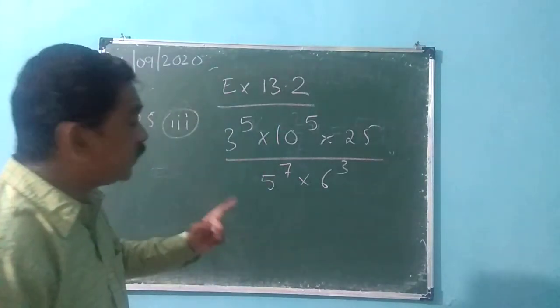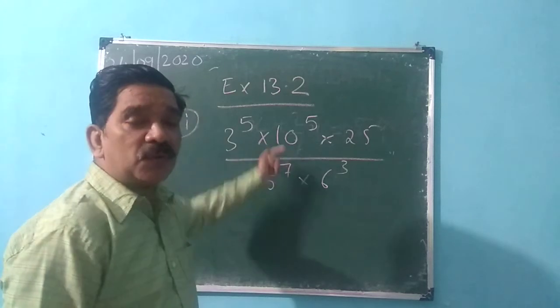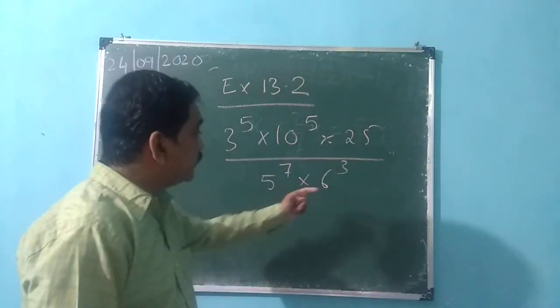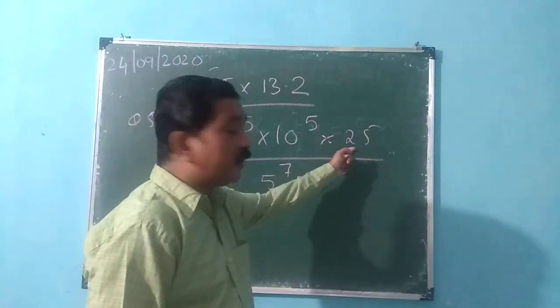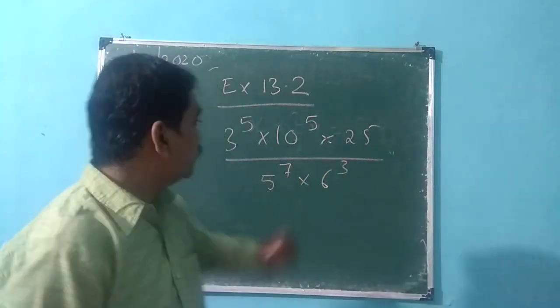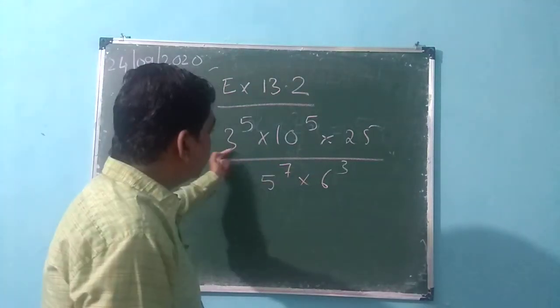So I will try to make the base same. How? Now see here, this is 10. 10 means what? 2 into 5. This is 6. 6 means what? 2 into 3. And here 25 means what? 5 into 5. Alright. So the bases can be made same.